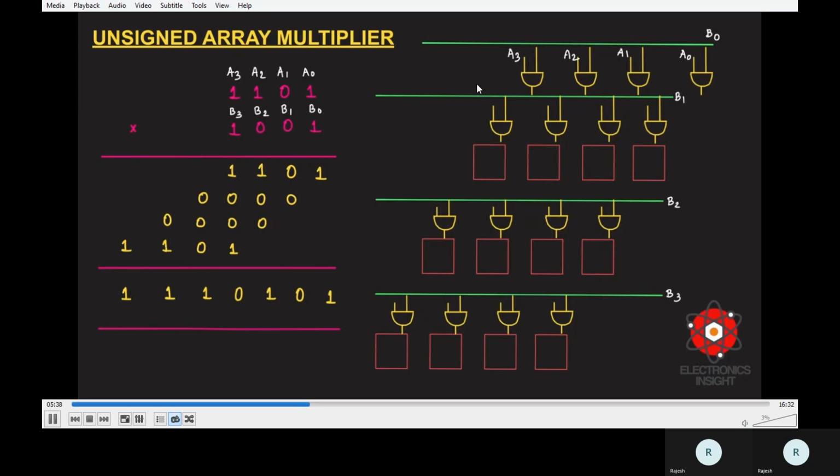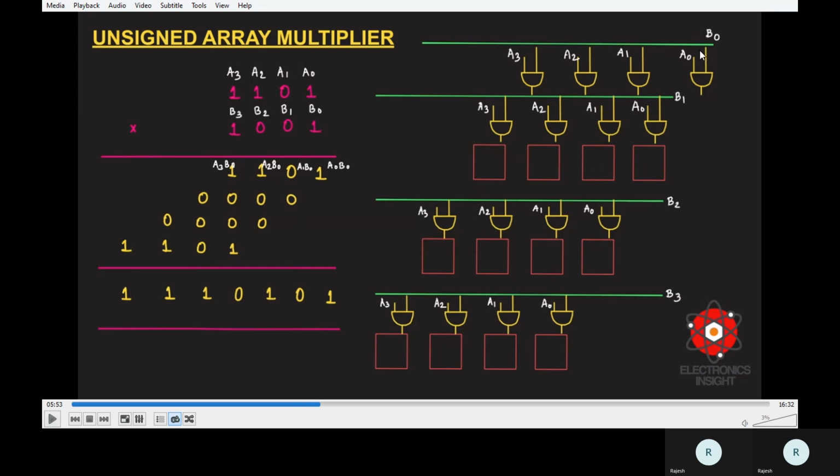For all the AND gates, we are going to write each row. Each row is B0, B1, B2, B3. B0 is multiplied with the multiplicand, whose values are A3, A2, A1, A0. Next, B1 is multiplied with A3, A2, A1, A0. Again, B2 is multiplied with A3, A2, A1, A0, and B3 is multiplied with A3, A2, A1, A0. For each multiplication, we are showing an AND gate. And as in our elementary method, we have to shift one bit, so that shifting is also shown for these gates.